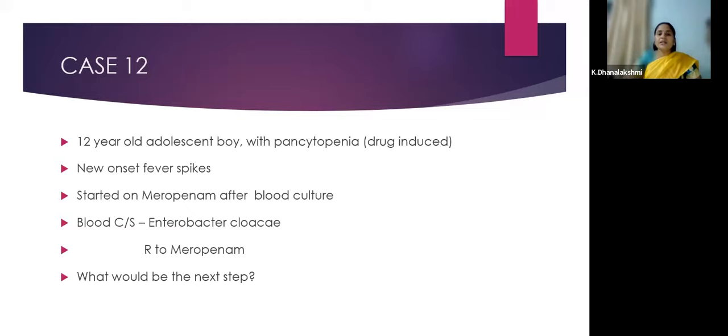So this is the last case scenario: how we can adjust antibiotics based on the rapid test. So here we have a 12-year-old adolescent boy. This boy was on treatment for IBD with azathioprine, and a possible drug-induced pancytopenia he developed. During this pancytopenia, he developed new onset fever spikes. So he was started on meropenem after taking blood culture. The blood culture grew Enterobacter cloacae, but it was resistant to meropenem. So how to adjust your antibiotics?